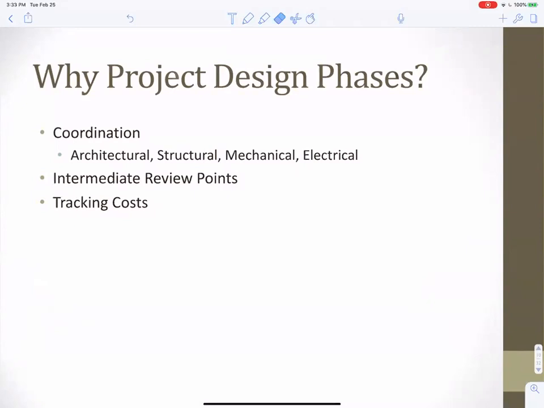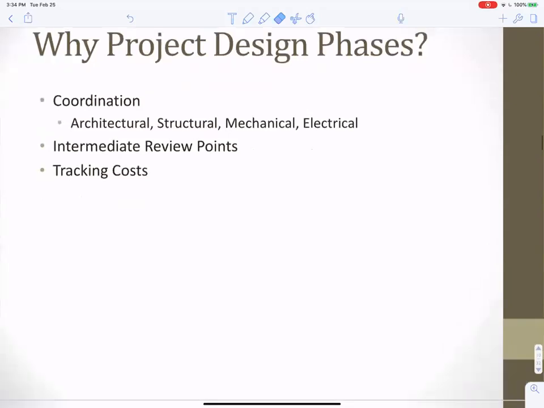Design phases also introduce intermediate viewpoints, so milestones where you can stop and say, are we all on the same page, literally? And then finally, you need design phases so you can track costs, and particularly so you can bill your client. You say, oh, we finished schematic design, the 15%, so you maybe get 15% of your fee at that point.